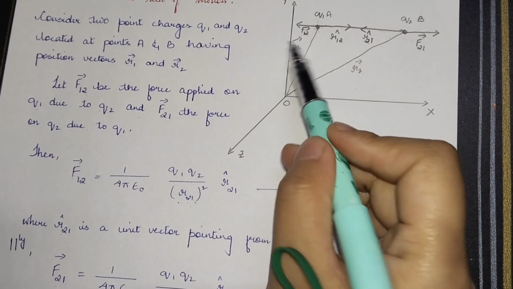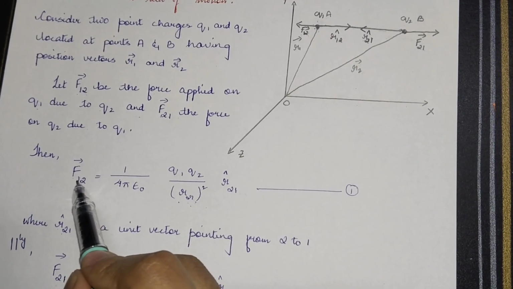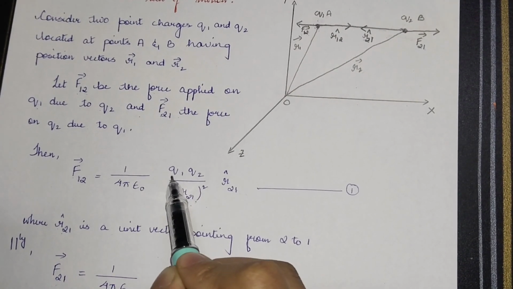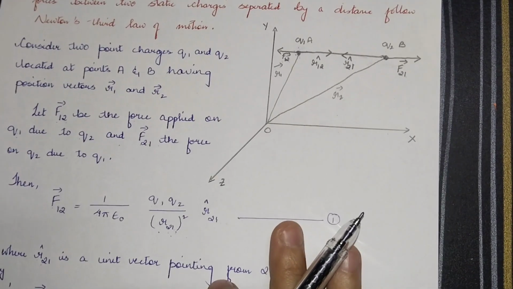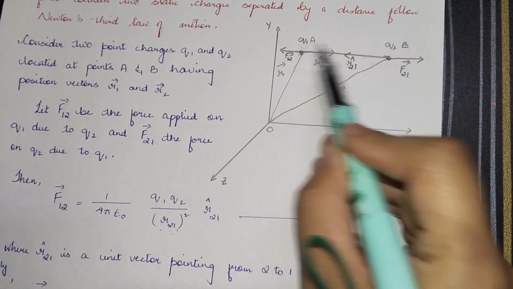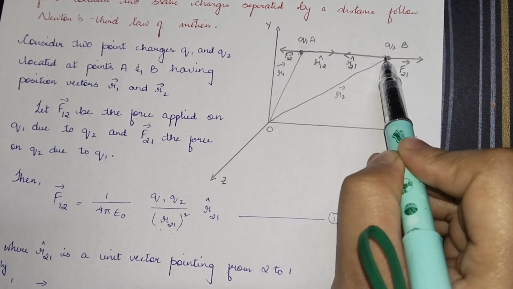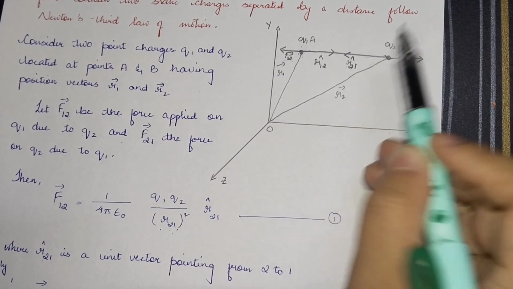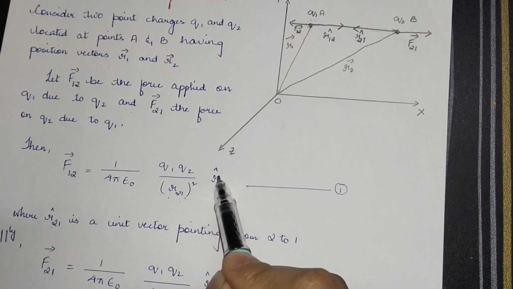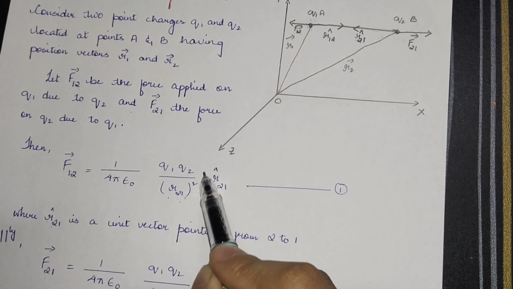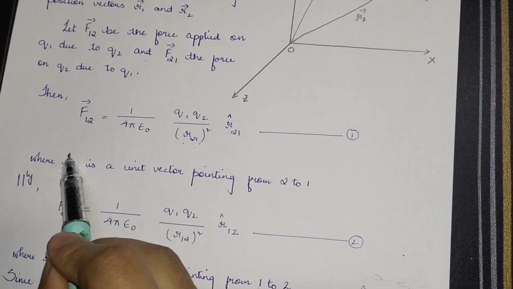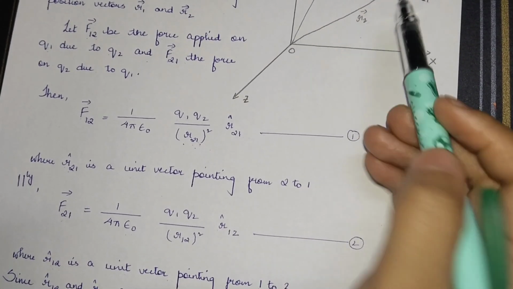Then for force F12, we can write the force on charge q1 due to q2 as equal to 1 by 4 pi epsilon naught q1 q2 divided by r21 square, times r21 cap. For charge q1 the unit vector is pointing from point 2 to point 1, which is this. This cap shows us the direction.